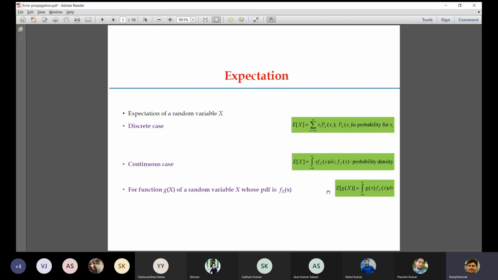In a very general understanding, you are given this term, how it is represented in the discrete case and how in the continuous case. And in fact, if your function g(x) of a random variable x is available, whose pdf is f(x), then the expectation of g(x) would become the integral from minus infinity to plus infinity of g(x) f(x) dx.